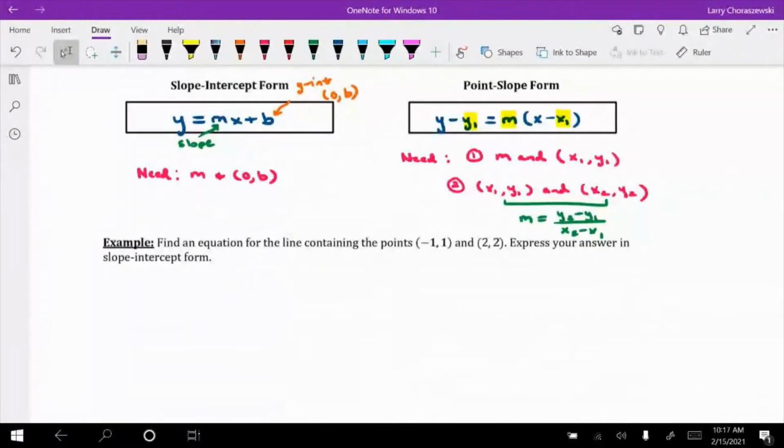Let's find an equation for the line containing the points -1, 1 and 2, 2. All right, so this is a situation where we do not have the slope, and none of these points represent the y-intercept. So unfortunately, we can't jump straight to slope-intercept form. And if you look at the problem, that's what it wants us to express our answer in. So it'd be nice if they gave us the answer right away, but it's not the case here. So we will have to defer to point slope form. And hopefully that makes sense because we are only provided 2 points on the line, so it's kind of like a case 2 situation.